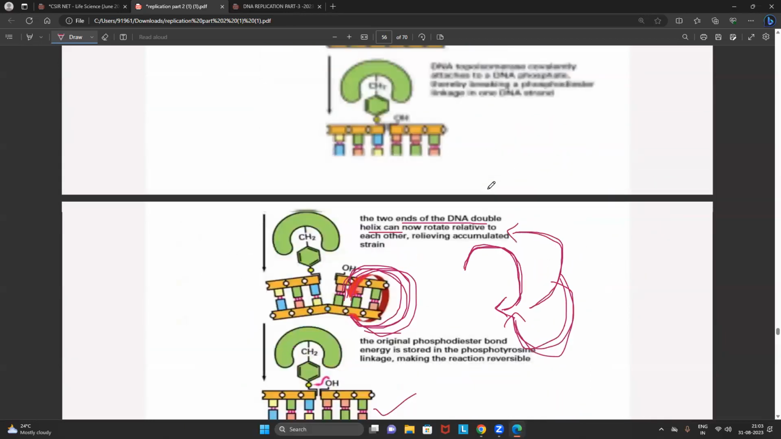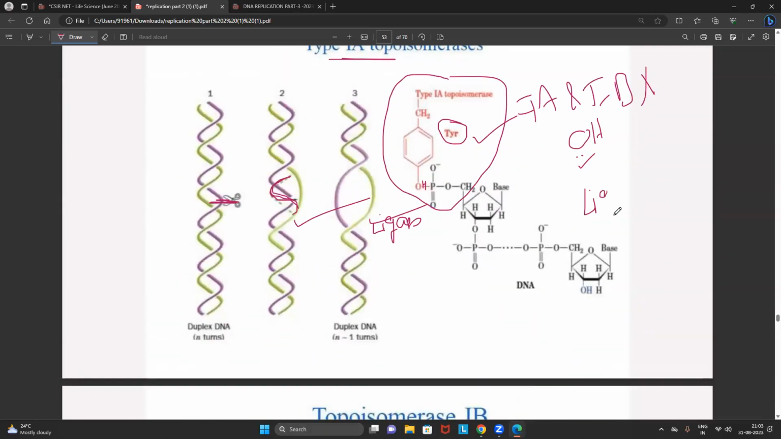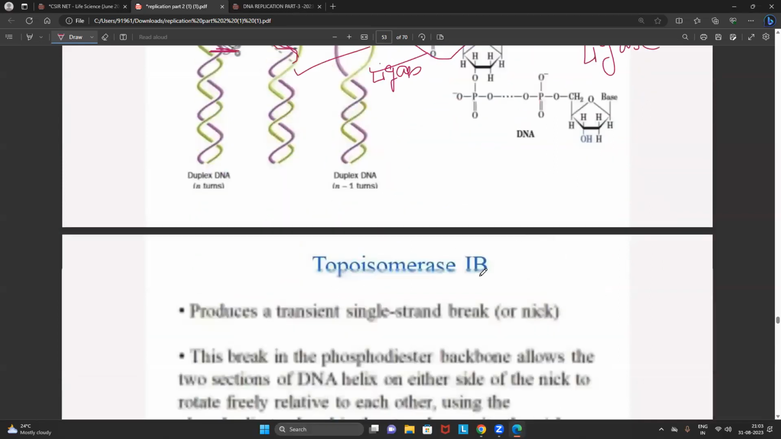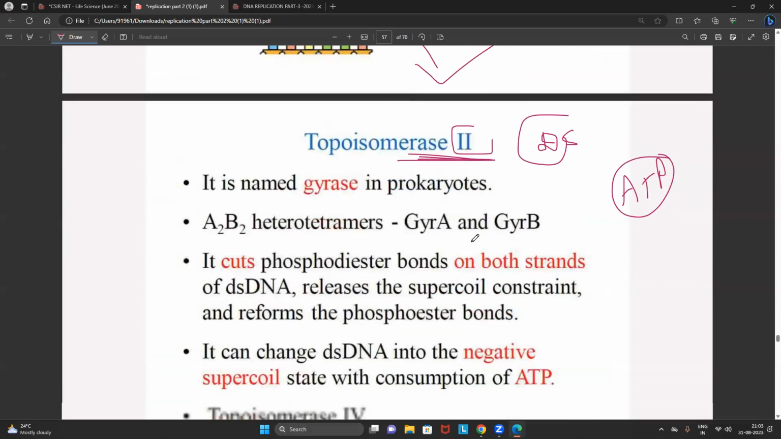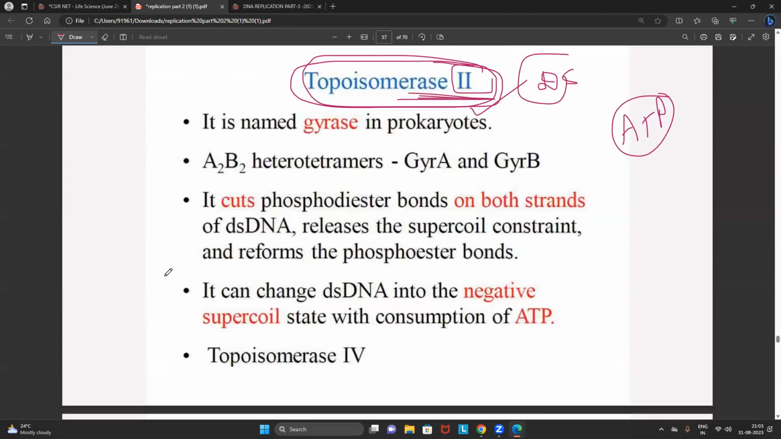And a very interesting point: topoisomerase 1A and 1B compulsorily require the ligase. The speciality of topoisomerase 2 is that it does not require ligase. It has intrinsic ligase activity. Remember, it cuts the phosphodiester bonds on both strands of double-stranded DNA and releases the supercoil.